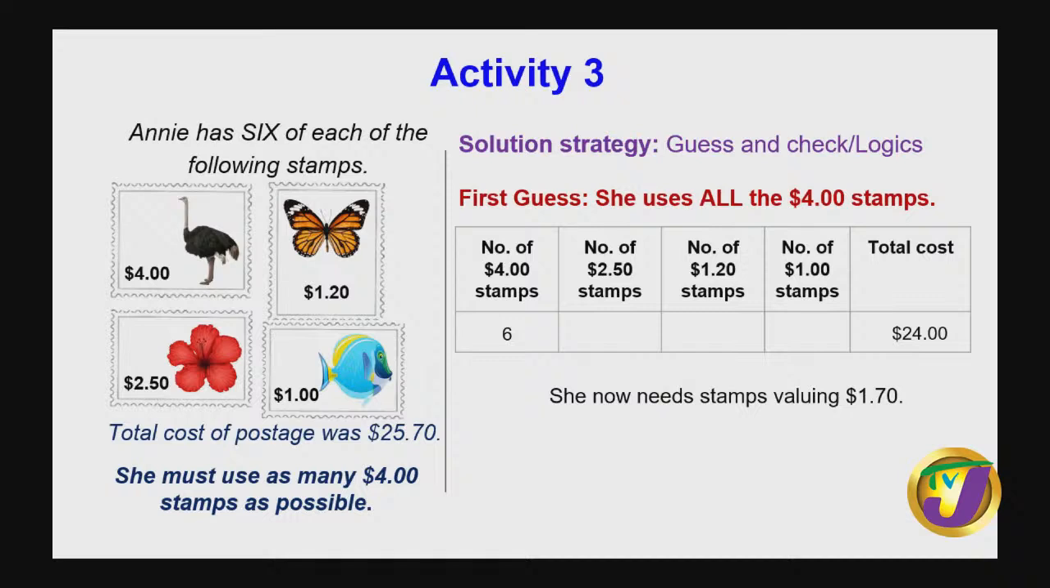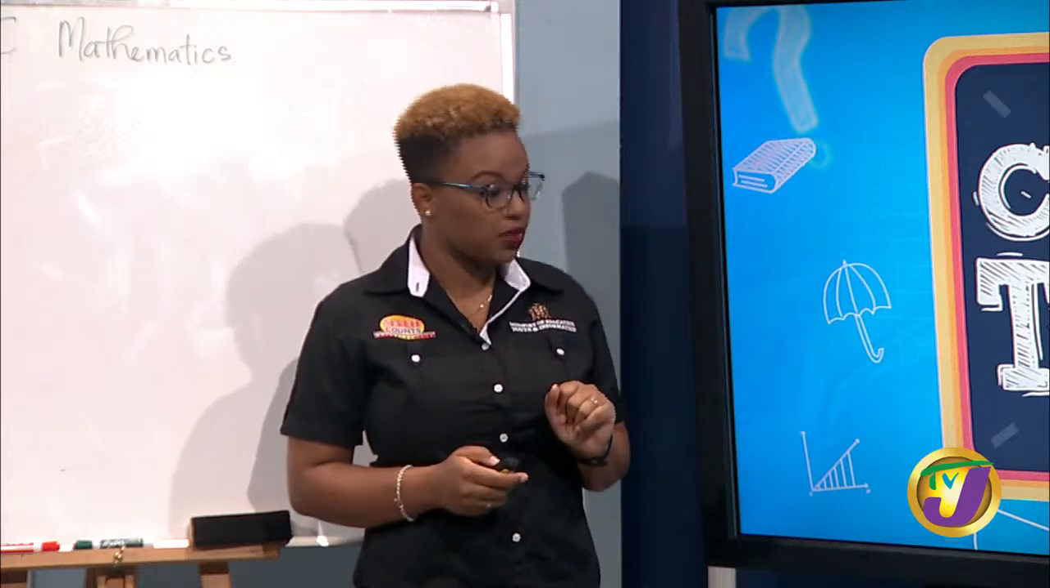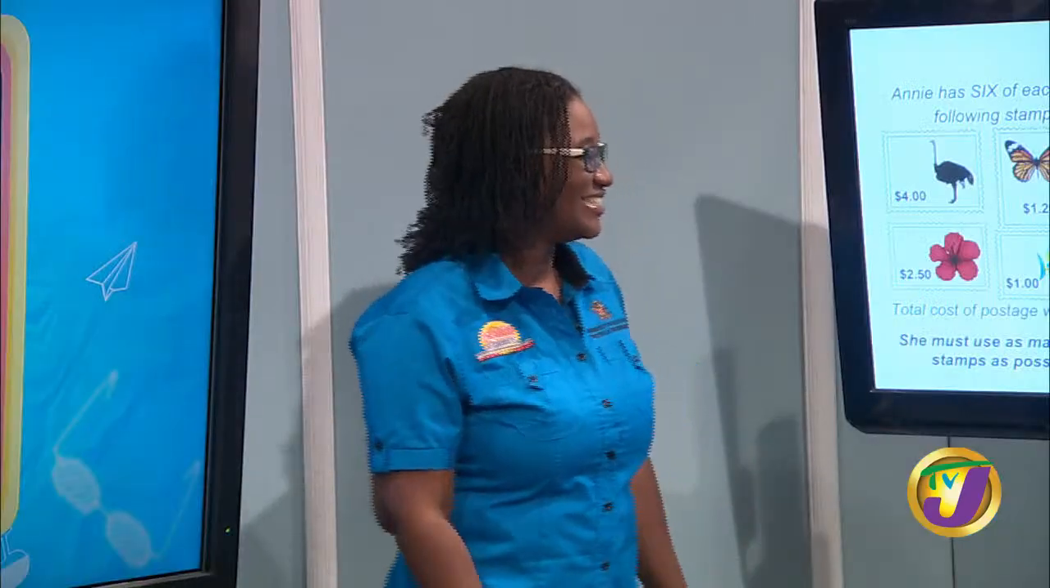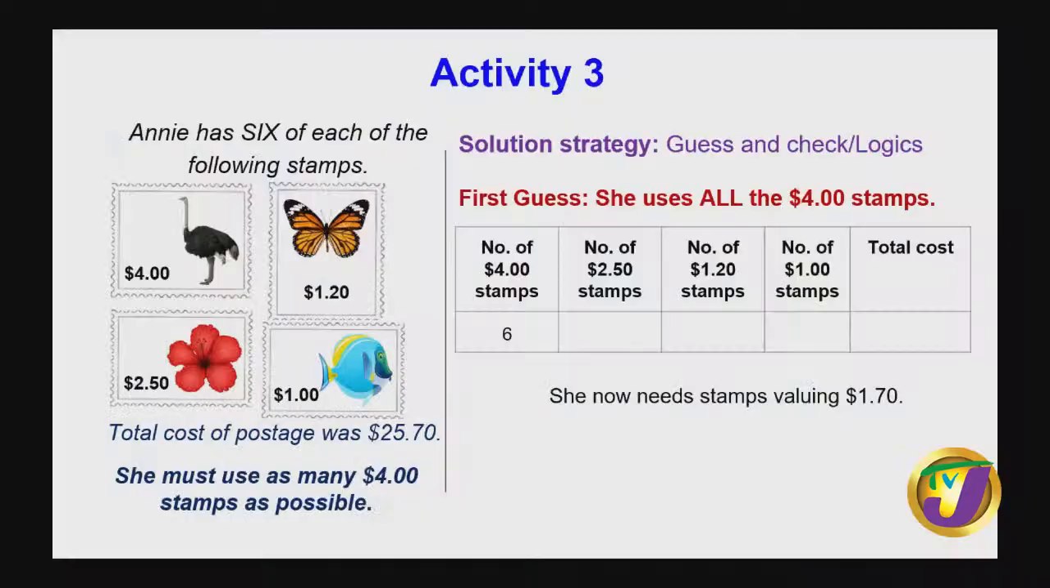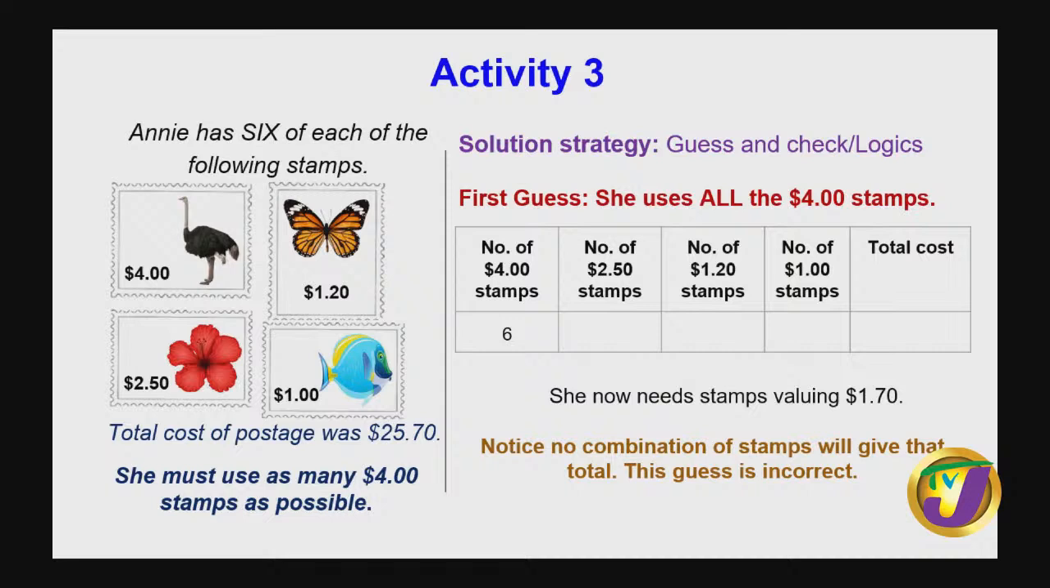I want to also note that we're using a table, so we're actually using 3 strategies in one. We can see that no combination of stamps gives us that $1.70 total that we would have needed if she used all 6 of her $4 stamps. So this guess isn't right. Let's move to another one.